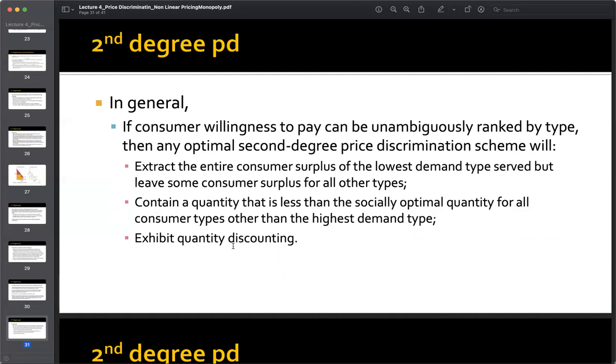And it will exhibit quantity discounting. In fact, the more you make the low demand package less attractive, that means you sell fewer quantity under the low demand, and then the average price for the low demand will rise, and that's how you will get even more quantity discounting.